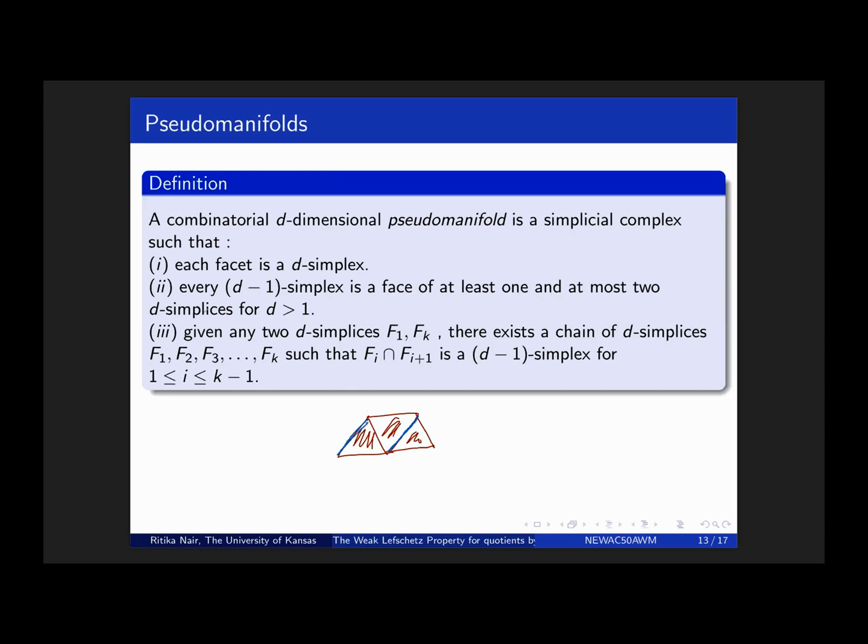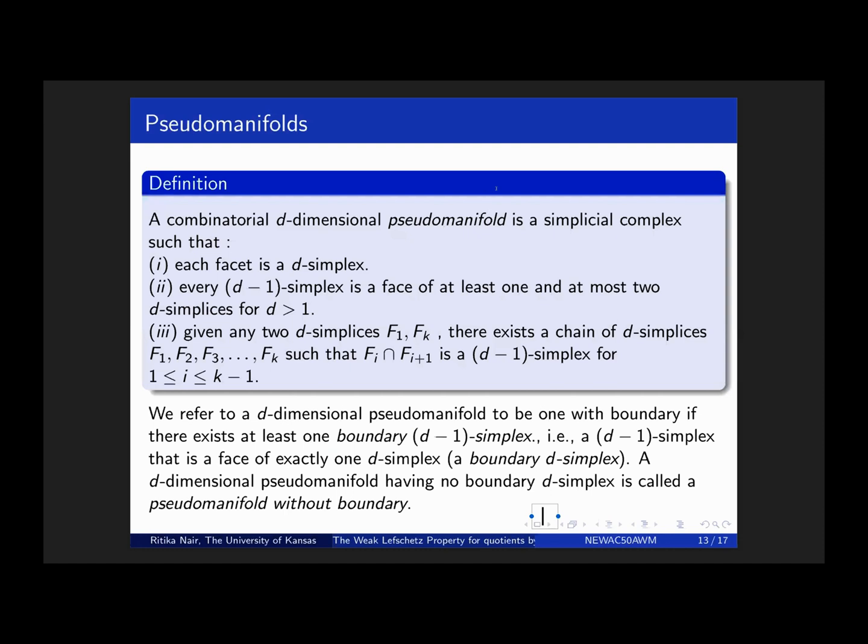And the last condition here is that given any two facets, we can always find a chain of facets that link them. So if we start from this facet, for instance, we can move across and come to another facet. There is a path connecting two facets such that consecutive facets intersect in just a (d-1)-simplex. Now, we will say that a pseudomanifold is with boundary if it has a (d-1)-simplex that is incident on just one facet, like the one I had drawn earlier. We had edges which were just part of one triangle. If such a case is not there, then we would say that it's a pseudomanifold without boundary.